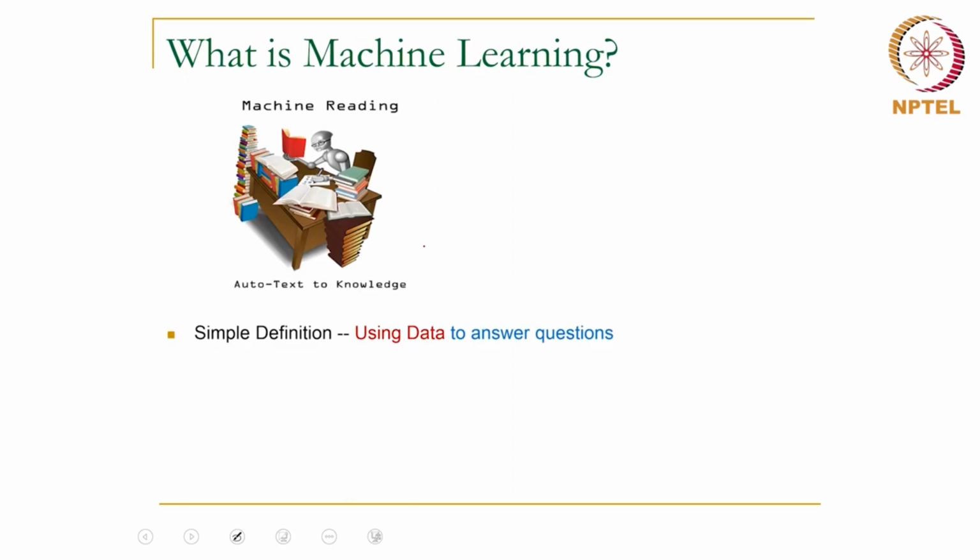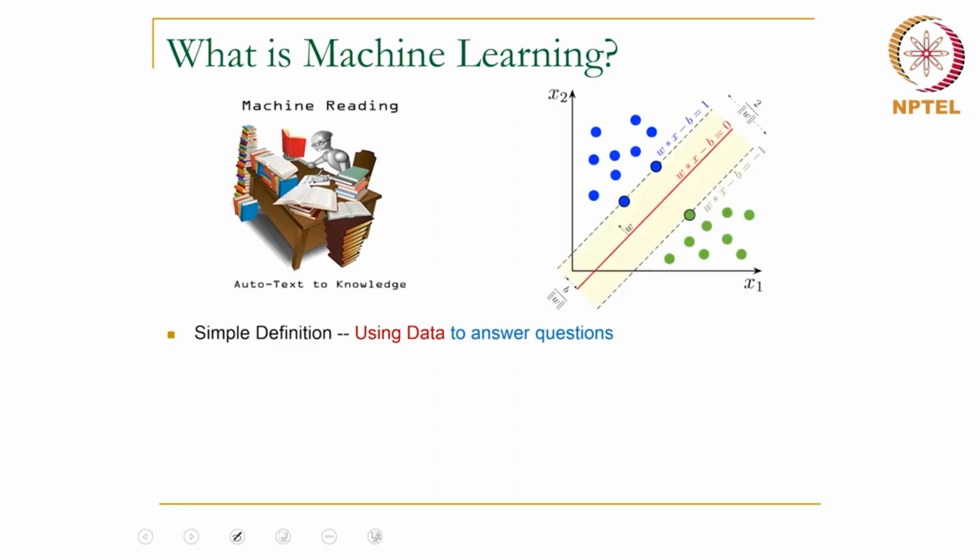So what is machine learning? Machine learning is not, of course, as all of us know, somebody sitting and reading a book, or a machine sitting and reading a book and understanding it. It is actually using data in order to answer questions. More sophisticatedly, it's the study of computer algorithms. The key word here is this: they have to improve automatically.